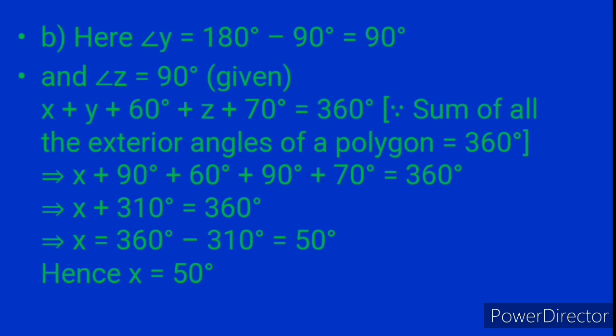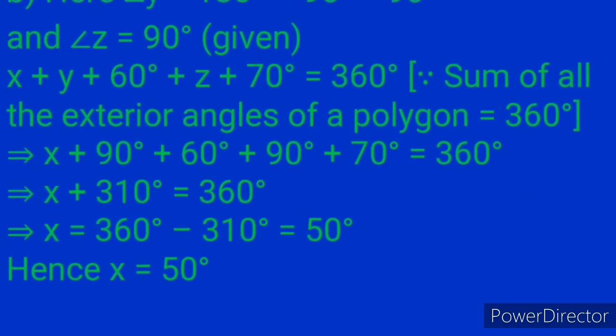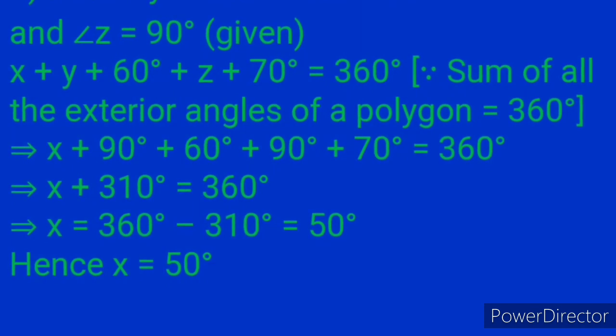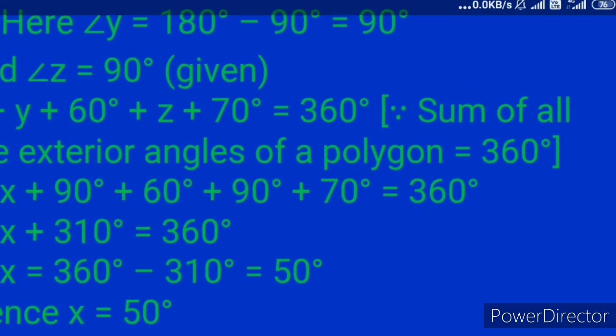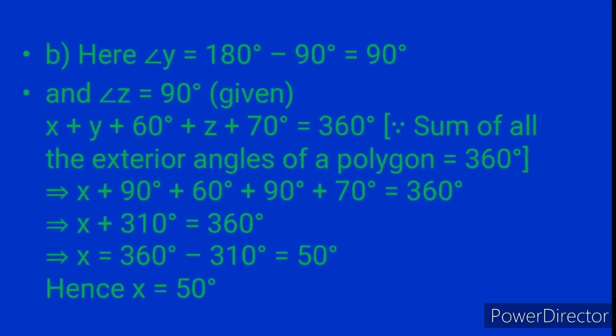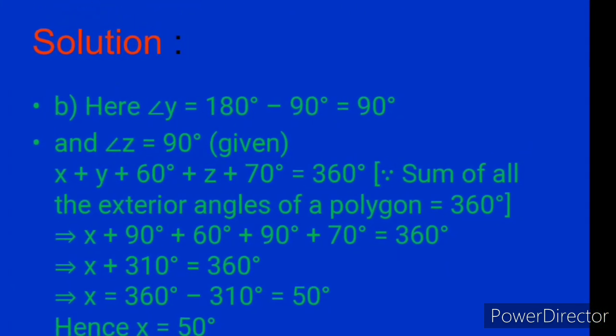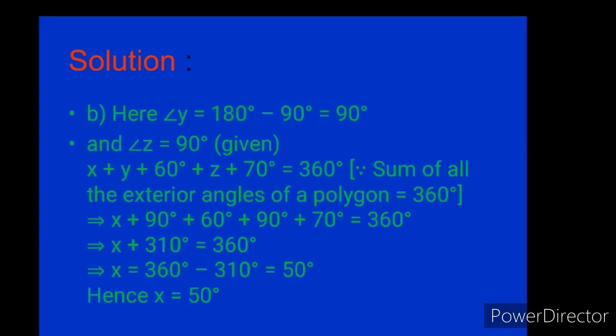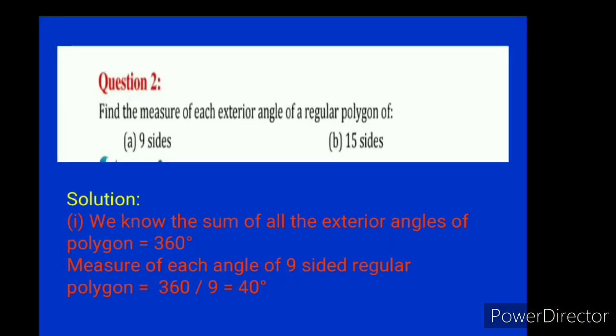All the 5 angles are added in the third step, equals 360 degrees. The reason written inside the bracket is: since the sum of all the exterior angles of a polygon equals 360 degrees. After that, the y and z values are substituted. Now if you add all the numbers, we get 310. Take 310 to that side and subtract, we get 50 degrees. Hence, the x value is 50 degrees. I hope you understood the two problems. Copy down. We'll move to the next question.